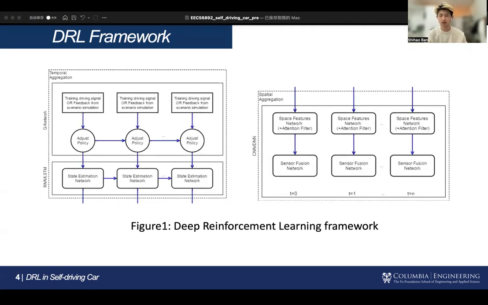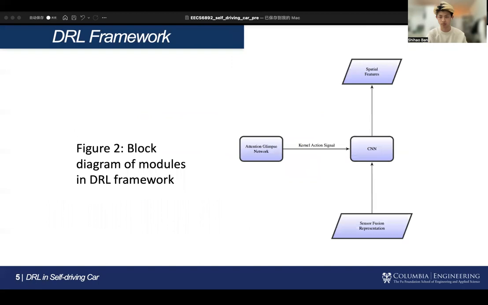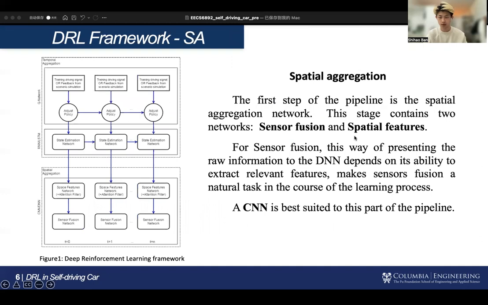This Figure 1, as I said, is separated into two parts, the temporal part and the spatial part. And Figure 2 gives more details about the spatial features. So let's talk about the spatial aggregation. The first step of the pipeline is the spatial aggregation network. This stage contains two networks, the sensor fusion and the spatial features, right? As we can see here, the sensor fusion network and the spatial feature network.